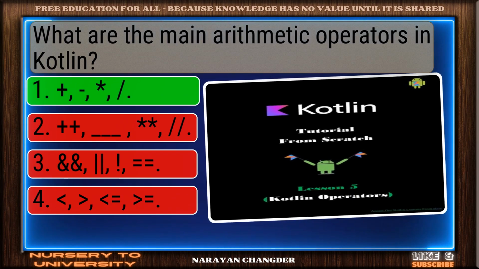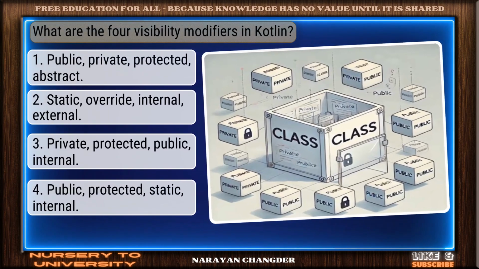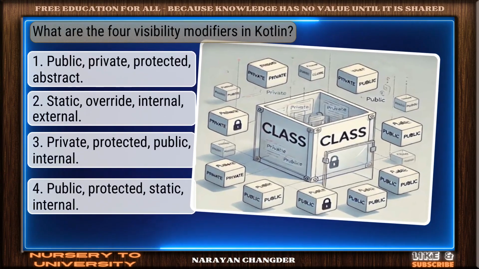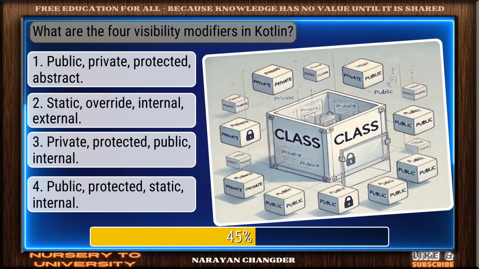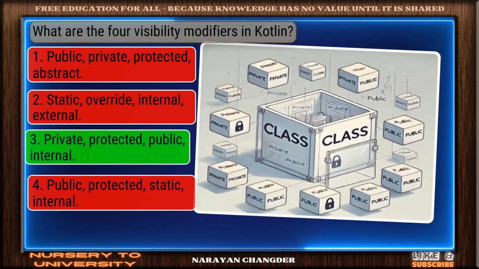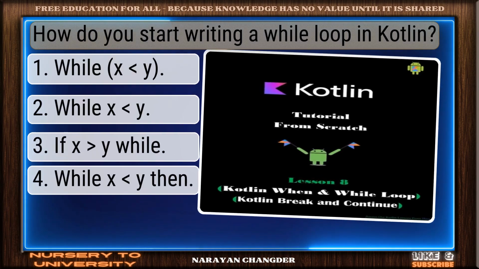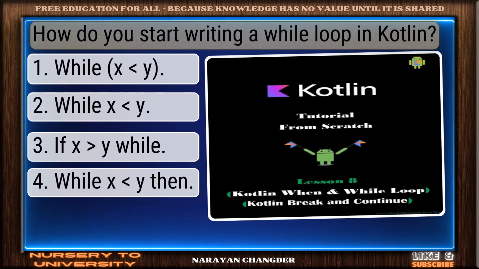Correct. Plus x is the right answer. Question number 40. What are the 4 visibility modifiers in Kotlin? Valid point. Private, protected, public, internal is true. Question number 41. How do you start writing a while loop in Kotlin?